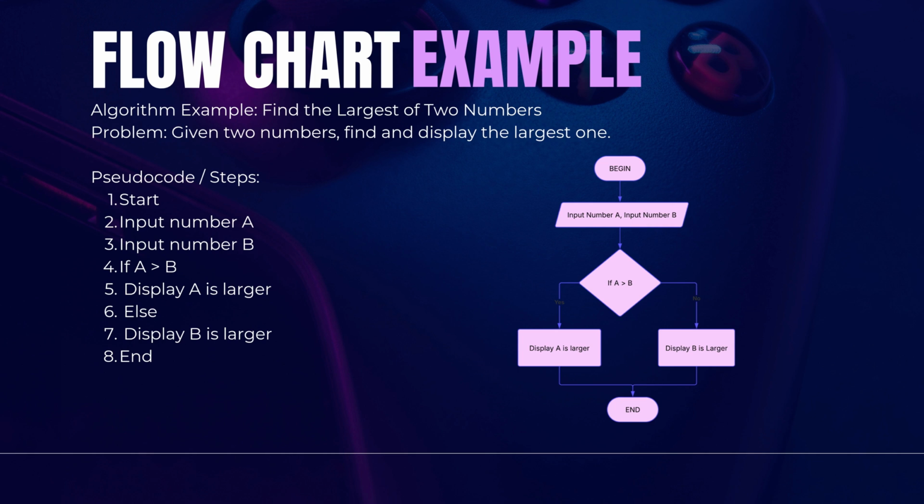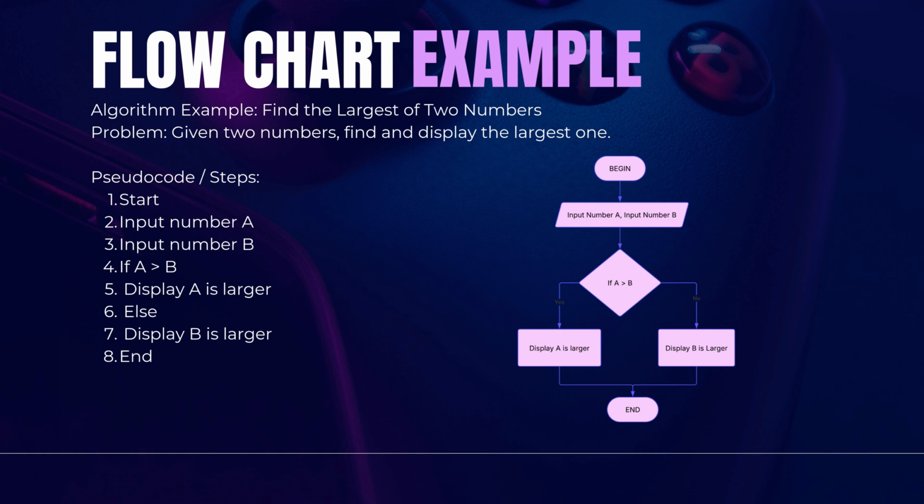Then we move to our decision, all right? And so the decision is a diamond. There are two options in this decision. You have yes and no. If the question that you're asking, so is A greater than B, and if it is yes, then you go to the left hand side and we say display A is larger, or else if it's not, then you move to the right hand side and then we say display B is larger.